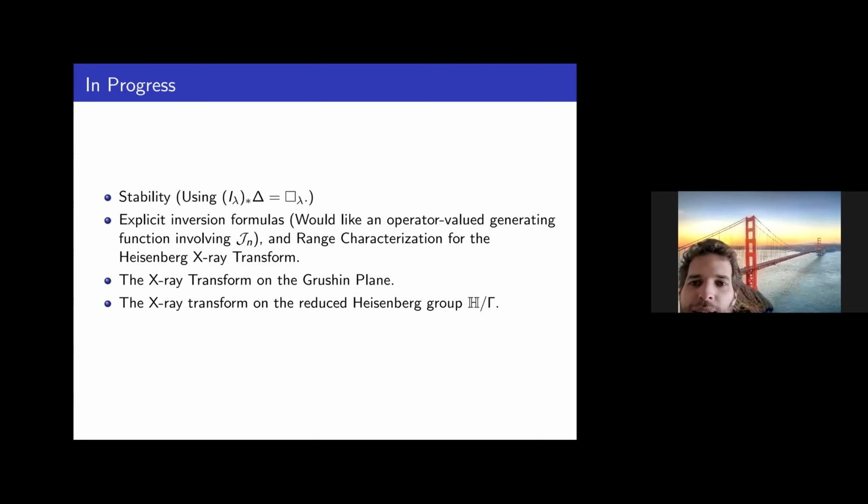And also, it shouldn't be too hard to push this result. Use the fact that the Grecian plane is a quotient of the Heisenberg group to push this injectivity result down to the Grecian plane as well. And same with other types of quotients of the Heisenberg group. For example, just the Heisenberg group modded out by a discrete subgroup of its center.